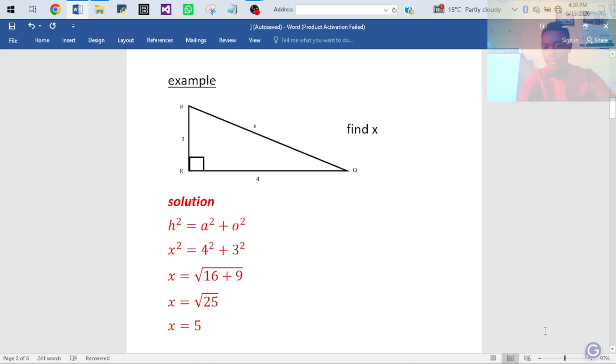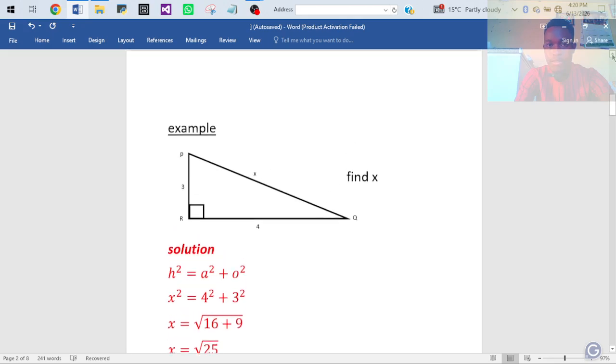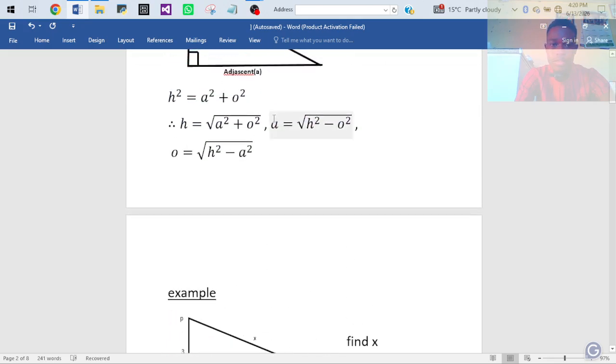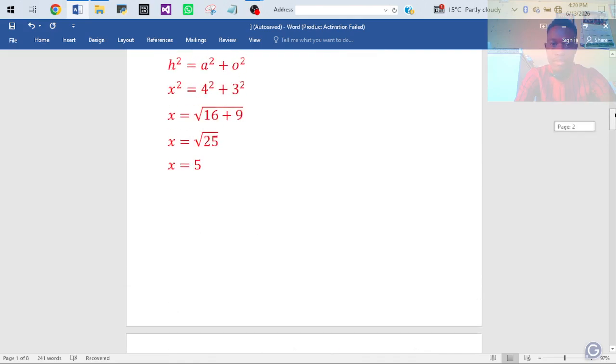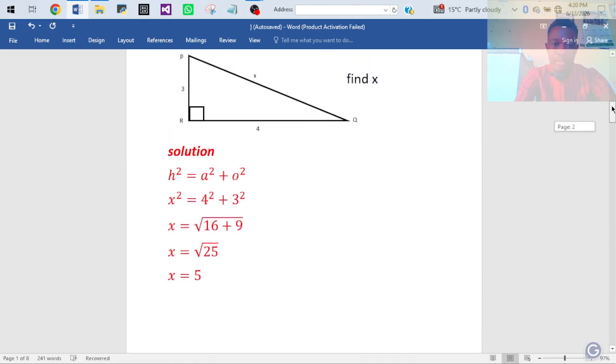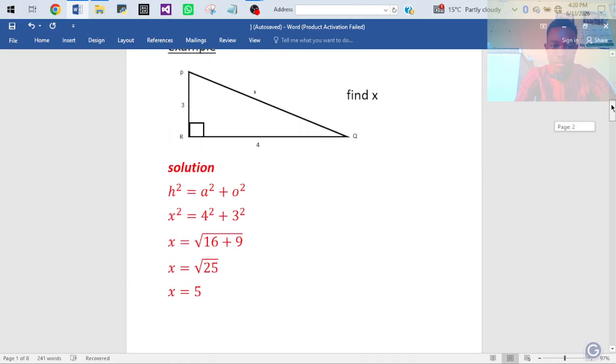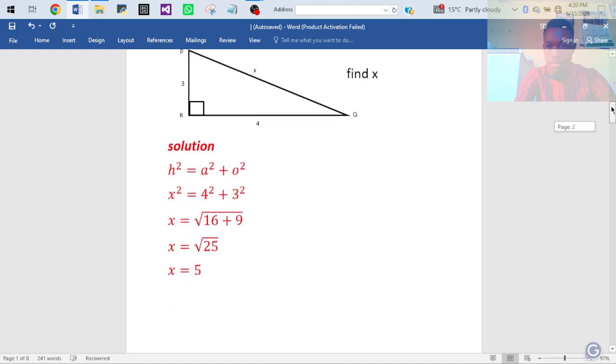So it's 5. Okay. If you are asked to find this side or this side, just use those derived formulas. To find the adjacent, to find the opposite, just use this one. So I think this is the Pythagoras theorem. Try to follow what I've just said.